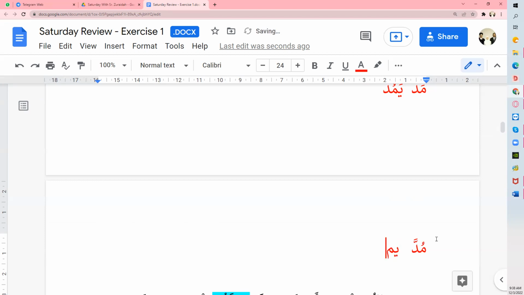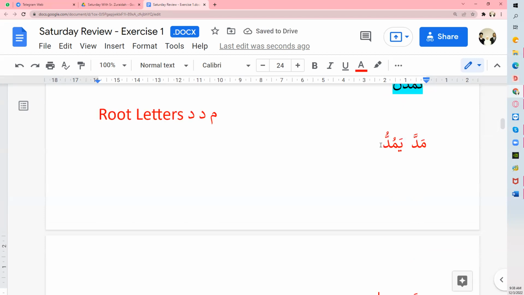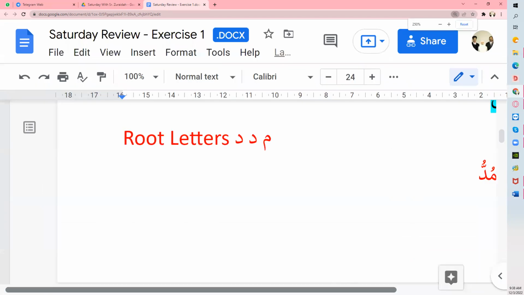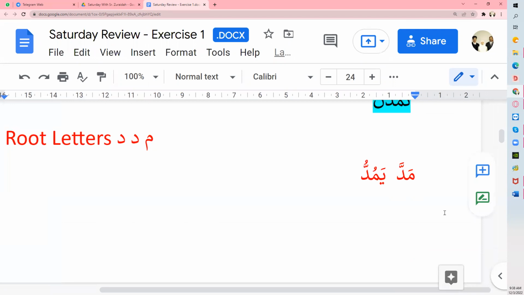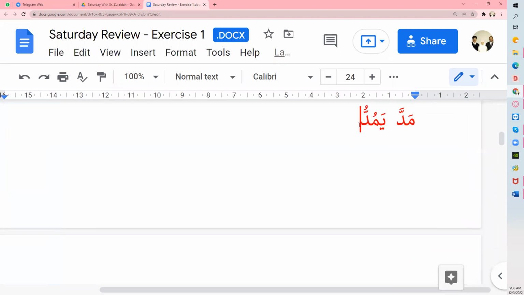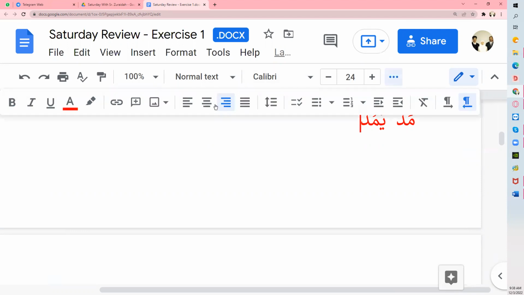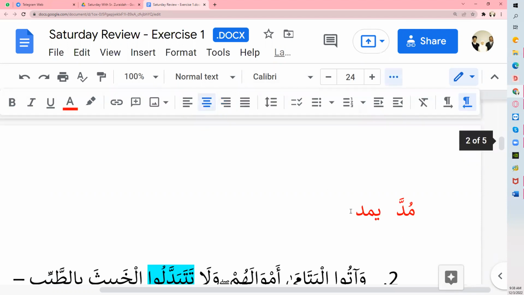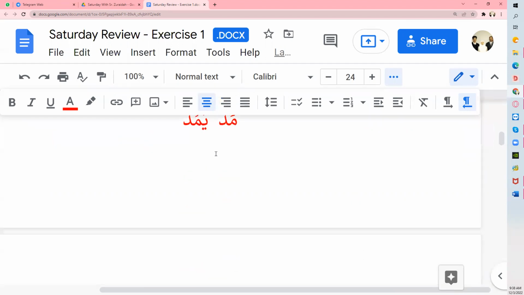And then yamuddu becomes, when it's passive, yumudda. No, it's not that. This is yamuddu. Yeah, yamuddu is our active. We need to remember. Let me put this in the center. How do I put this in the center? Okay, here. So in the center, right?